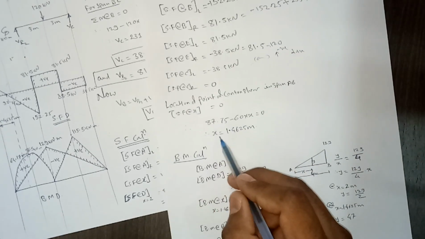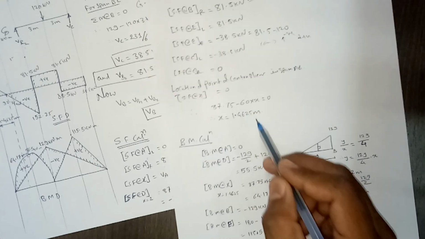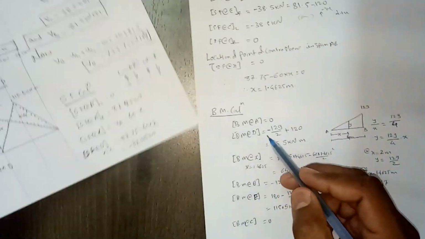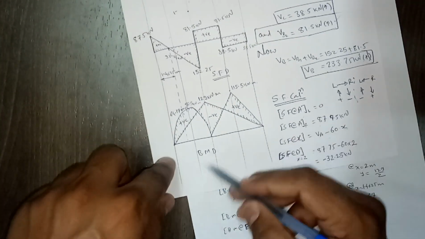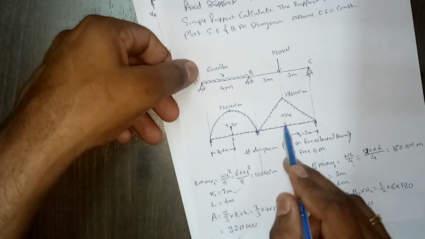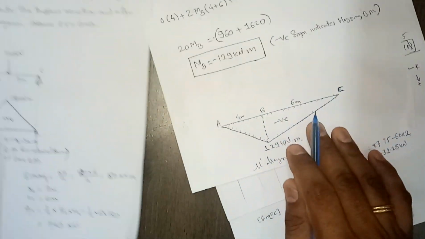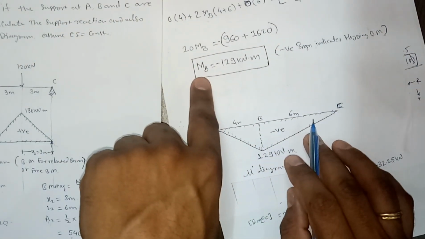So if you do that, x will be 1.4625 meter. Now bending moment calculation. No doubt, a bending moment diagram we can directly get from our previous calculation. So we already had this bending moment diagram at the beginning, and we also got this Mu dash diagram when we got this MB, right?